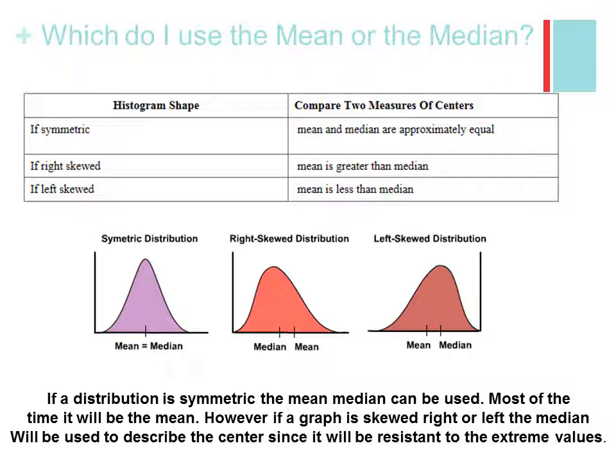Okay, so if a distribution was symmetric, the mean and median can both be used. However, most of the time you are going to use the mean. That's what you'll see. If a graph is skewed right or left, the median will be used to describe the center since it's resistant to those extreme values. And it's going to be where most of the data actually lies.